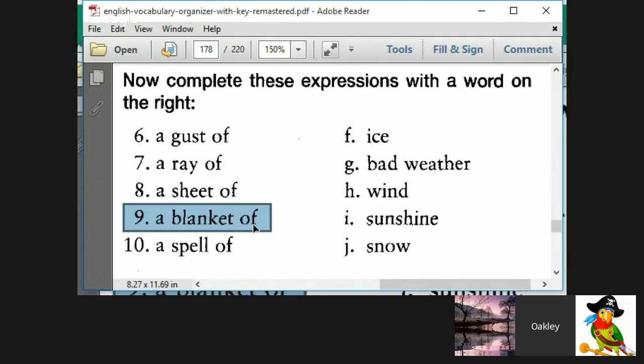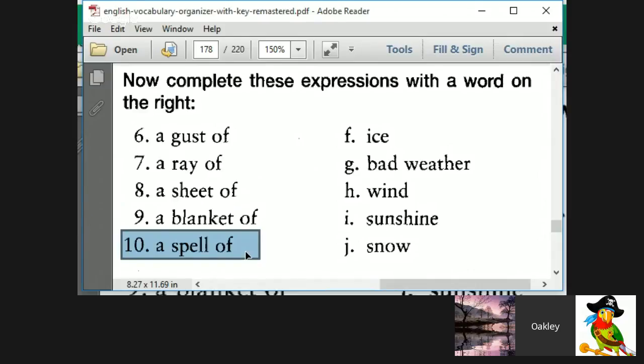Sam, number 9. A blanket of snow. Very good. Very picturesque, very pretty. When there's a new snowfall and it's all nice and pure white, and the sun reflects off it. When they take pictures of the winter, they're usually taking pictures of a blanket of snow before it gets all dirty. Usually you're talking about a fresh blanket of snow or a new blanket of snow, right after a snowfall.